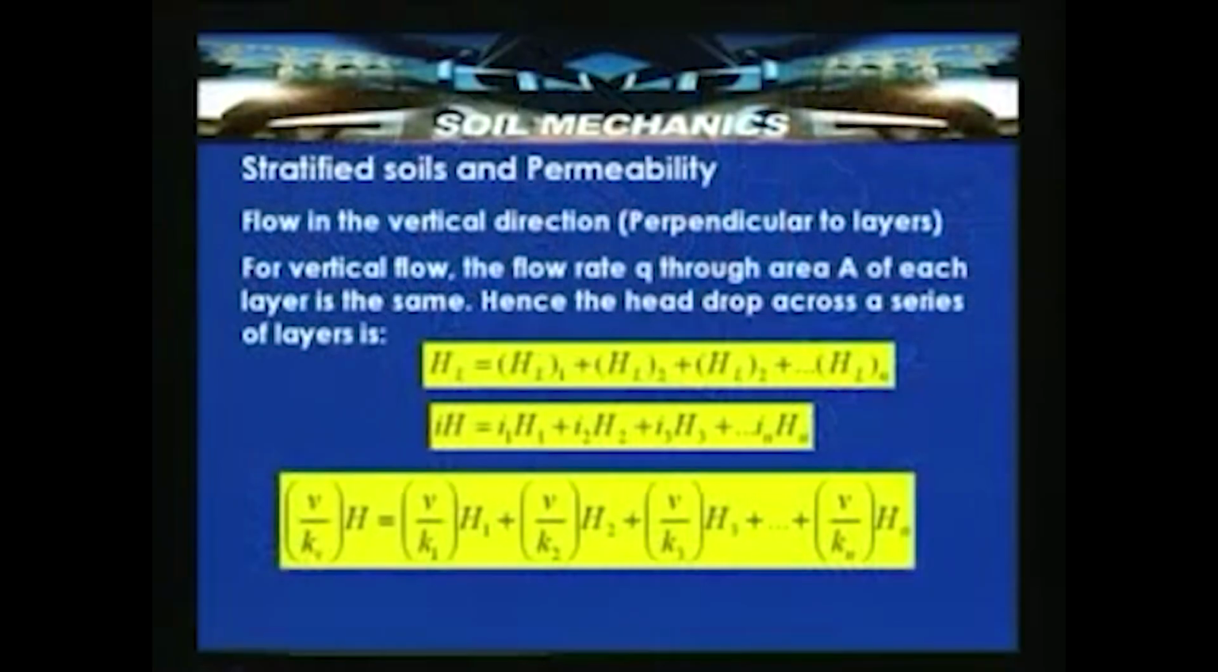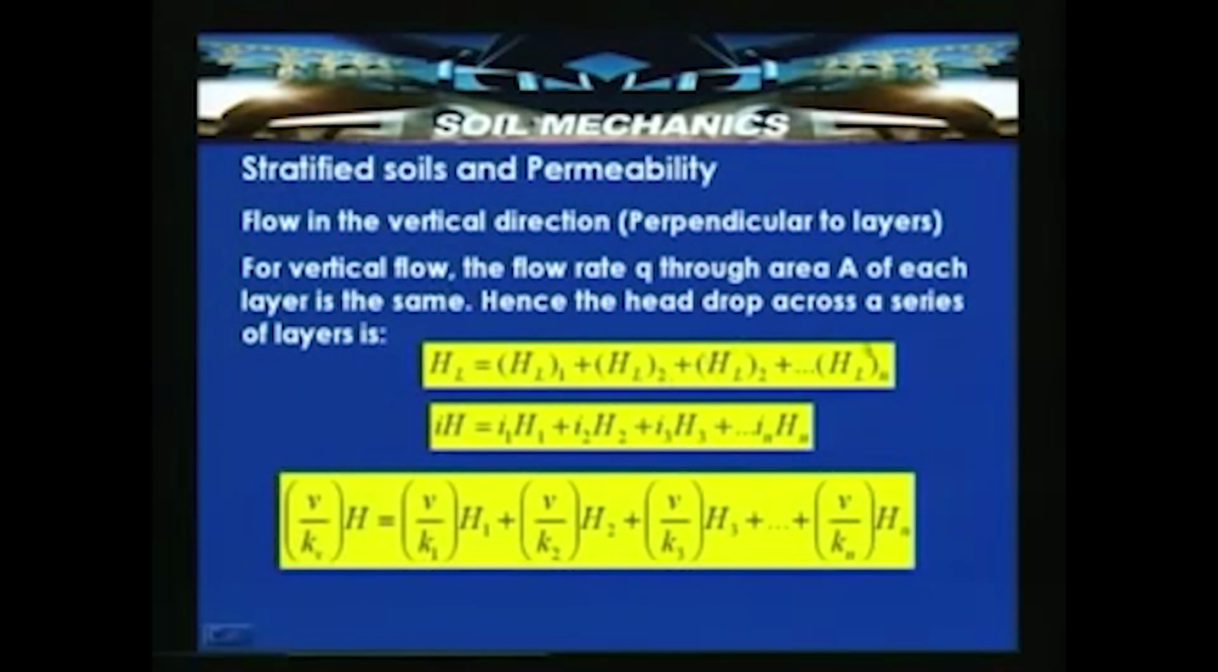Suppose there is a sand layer in the stratified soil and the flow is occurring in the vertical direction, then you can have a certain type of head loss. If there is a clay layer, then it can have a different head loss. But the condition here is that for vertical flow, the flow rate Q through an area A of each layer is the same. That is the first condition we have set.